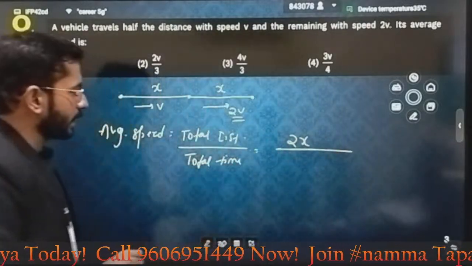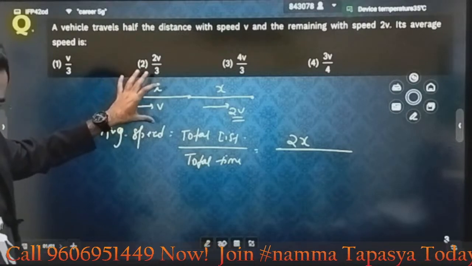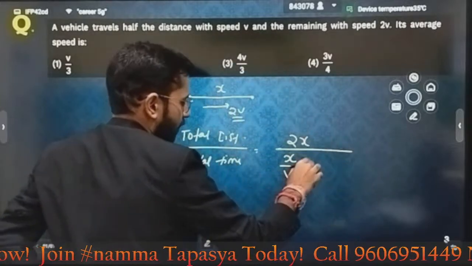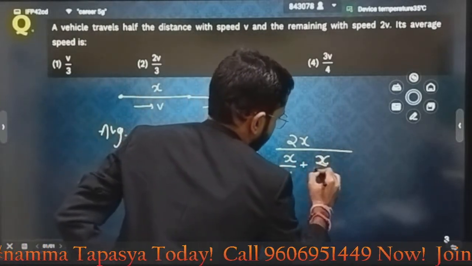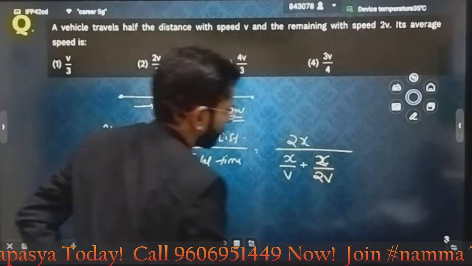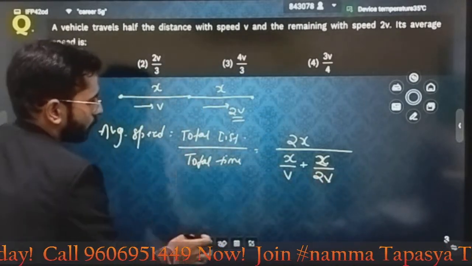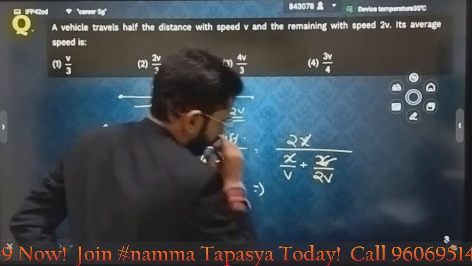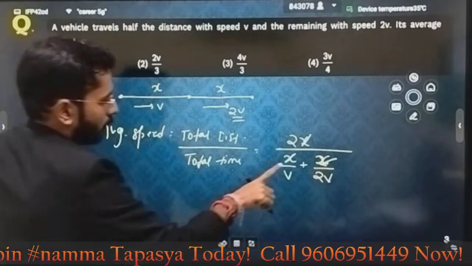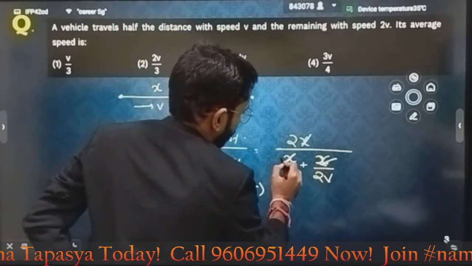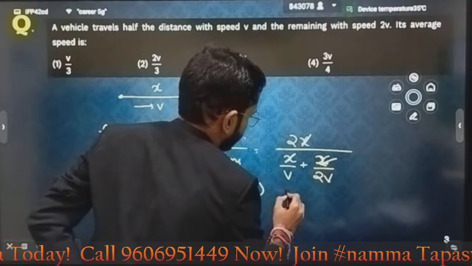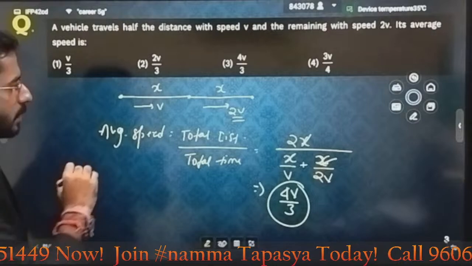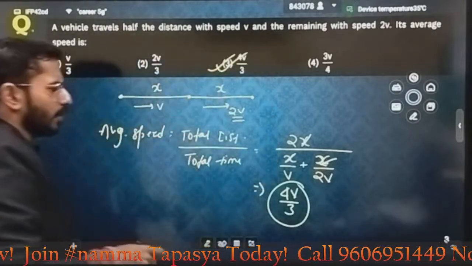Total time, how can I write it? The time for the first portion: x divided by v. The time of the second portion is again x divided by, what is the velocity? 2v. Correct? Now just cancel it out. x will be cancelled out, and from here it will be equal to 2 over this factor, which comes to 4v by 3, something like this answer. Which option is correct? Option 3.